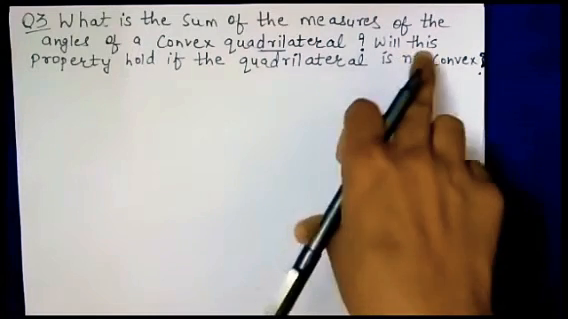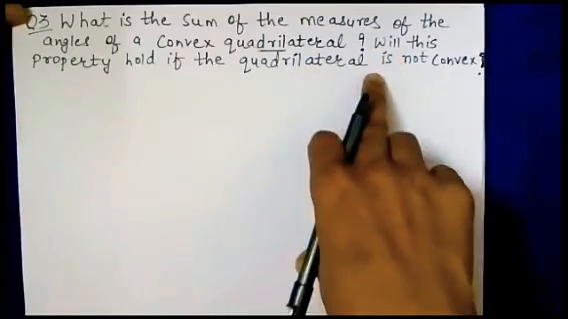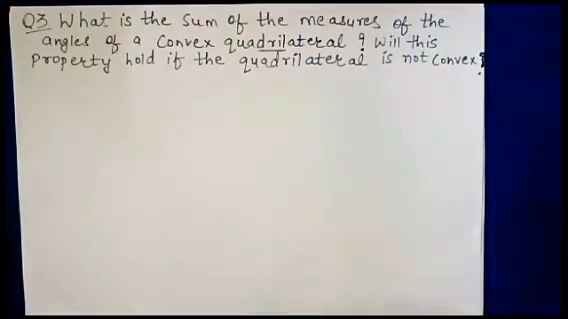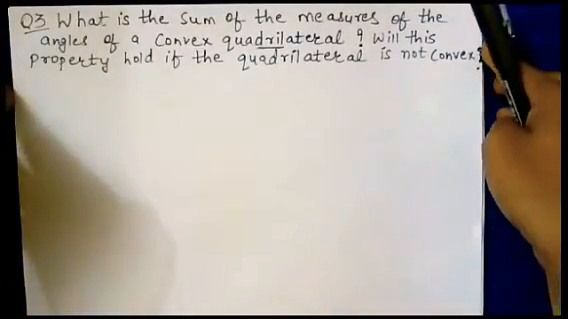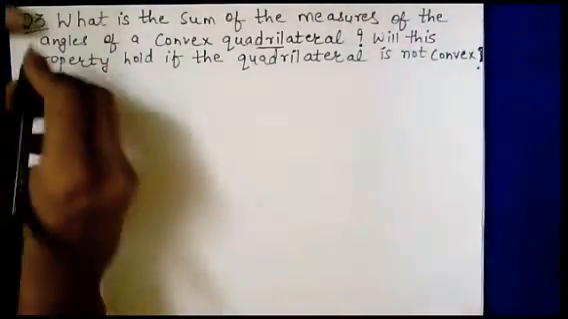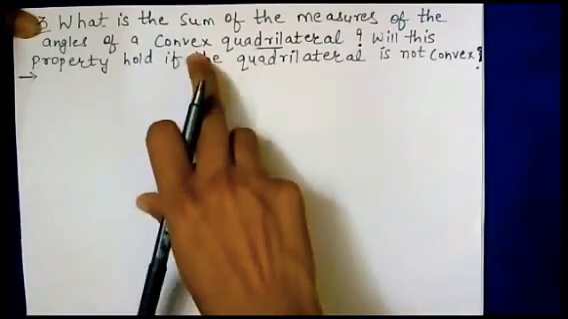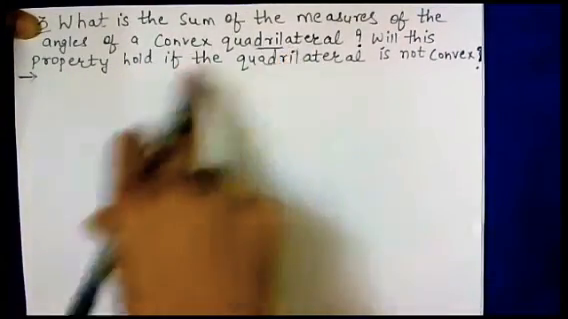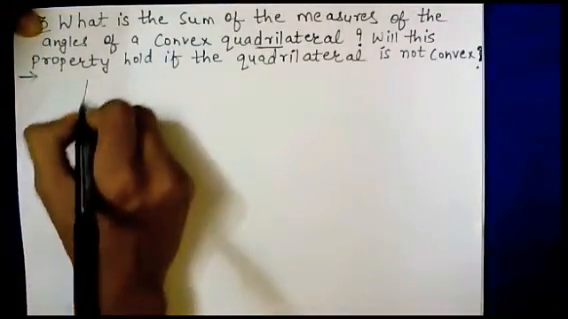Then further they are asking whether this property is applicable if the quadrilateral is not convex. It means we have to check it for a concave quadrilateral. Not convex means it is concave. So one by one we will see both. First of all, we will see the convex quadrilateral. So let us draw one convex quadrilateral.